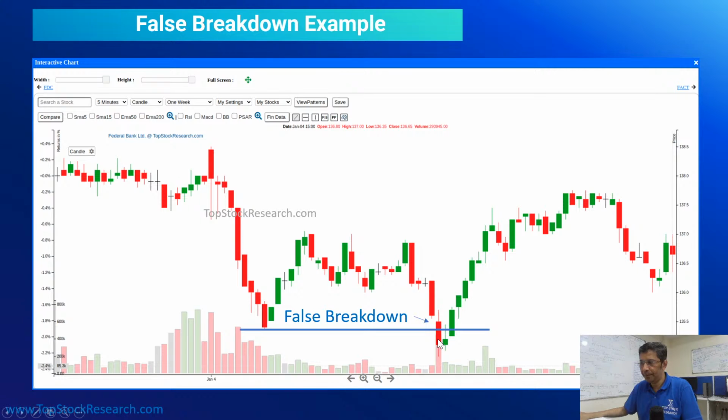This was looking like a pretty good false breakdown, right? It's coming with a lot of conviction. The next day also the market was low. It was all giving good signs, but the market didn't sustain. So that's where the stop loss is very, very important in looking at these things.